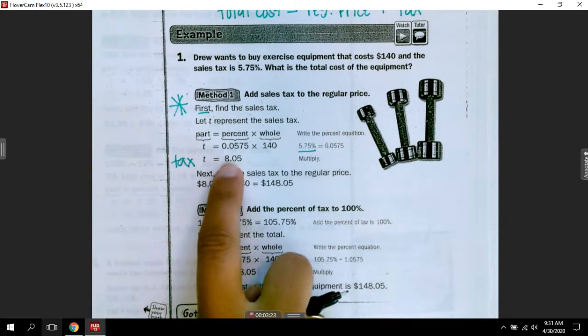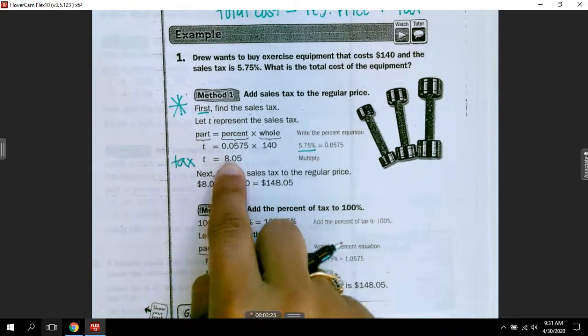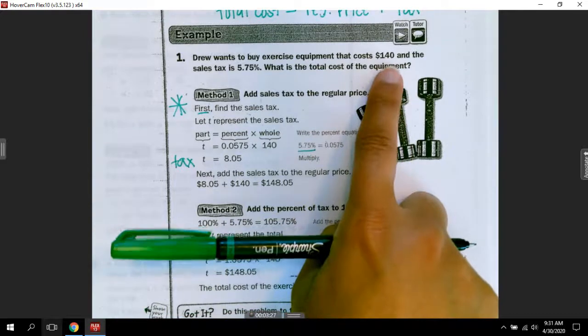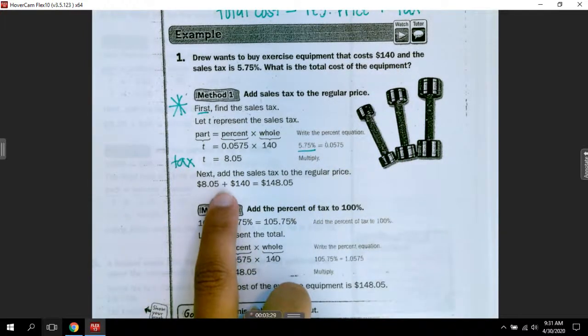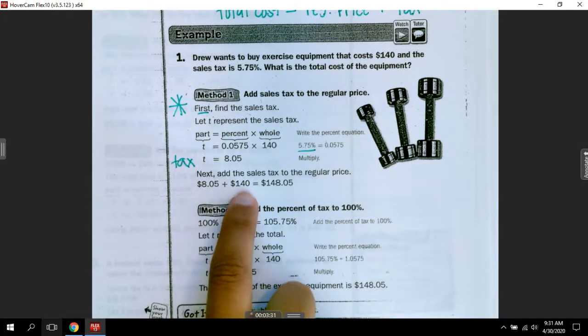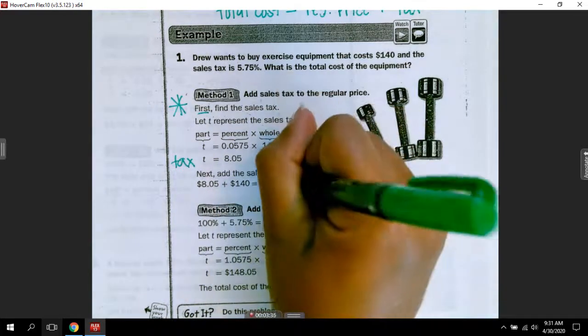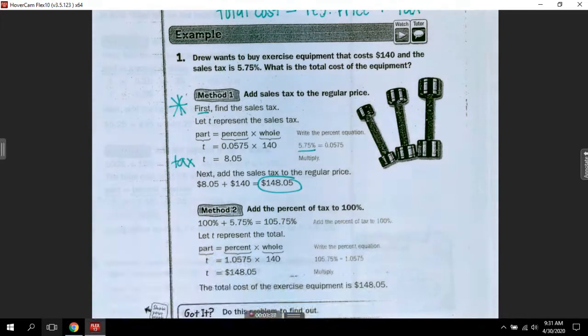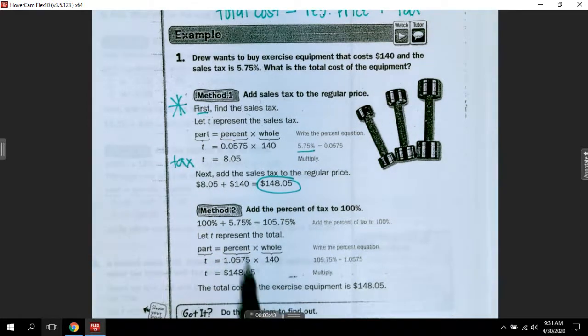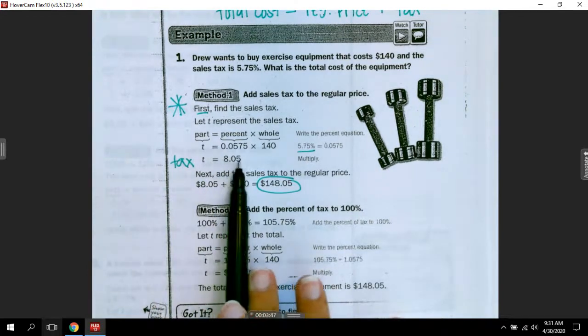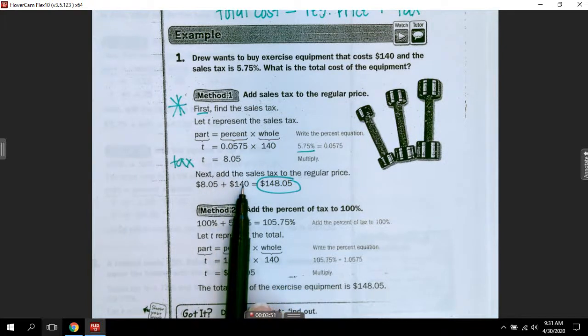So that's not how much you're paying. That's how much extra you're having to pay on top of that 140. Okay, so your total price is going to be the tax plus the original. So 8.05 plus 140. So you are leaving the store paying $148.05. Okay, so that's important to do. Unless it specifically says just find the tax, this will never be your answer. Okay, you will always have to add that back to that original cost.